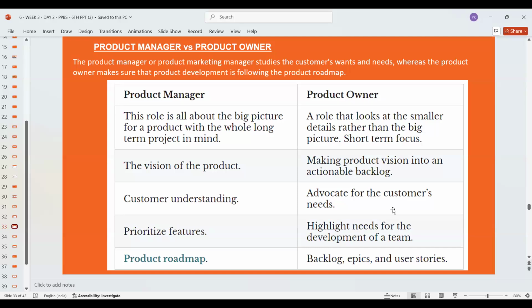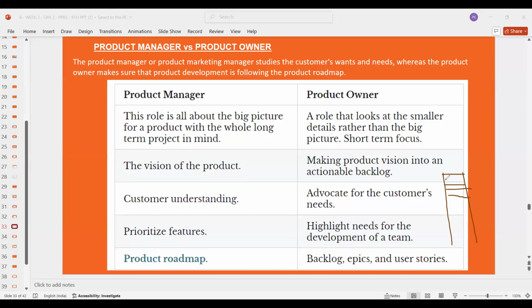Whereas advocate for customer needs means the product owner is the person who arranges the product backlog as per the customer need, as per the customer priority and customer order, right? You guys remember product backlog, yes or no? So this is our product backlog, right? In the form of a list. Everybody with me?